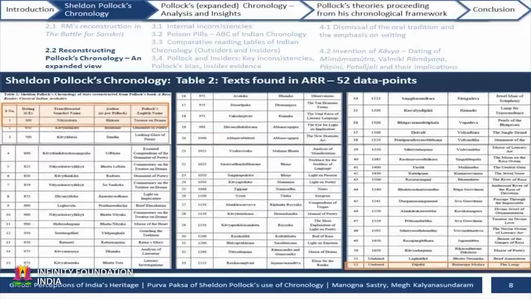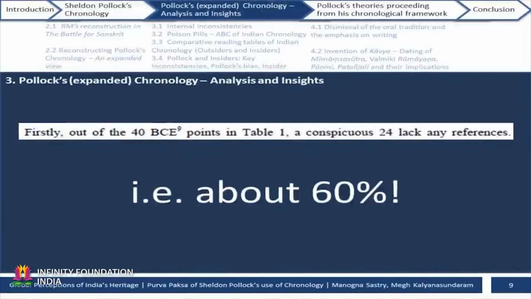Table 2 is a similar reconstruction with 52 rows, though of only the Sanskrit texts as found in Pollock's book A Rasa Reader. When we began analyzing the data points of BCE period being the scope we have limited ourselves to, we found that of the 40 BCE data points, a conspicuous 24 lacked references. That's about 60%. We will come back to this point of lack of referencing after we've run through some basic issues to start with of internal data inconsistencies that we found in Pollock's scholarship.